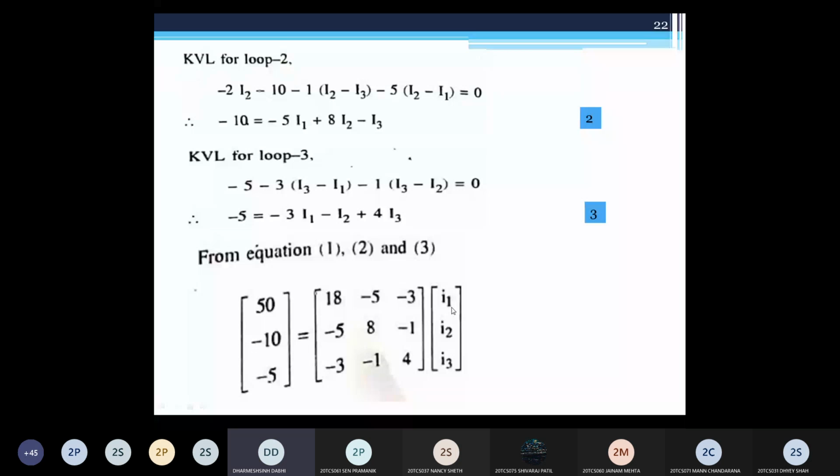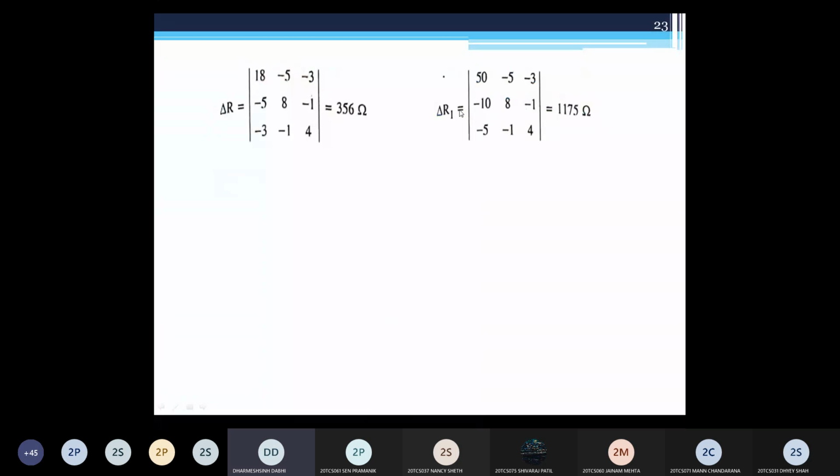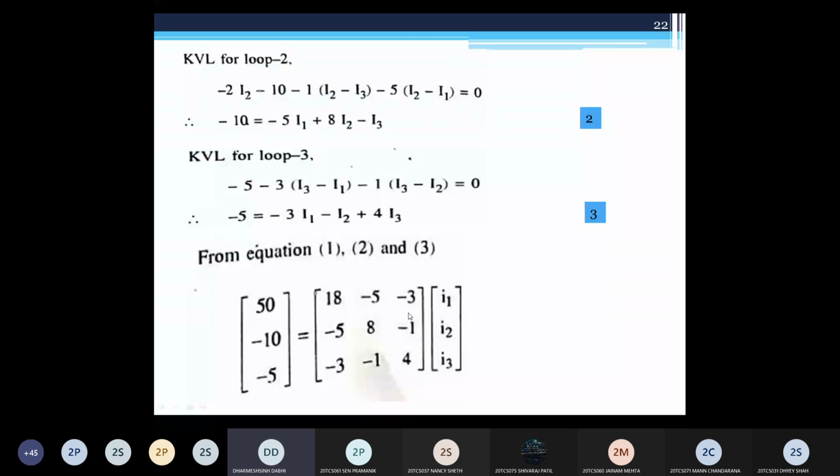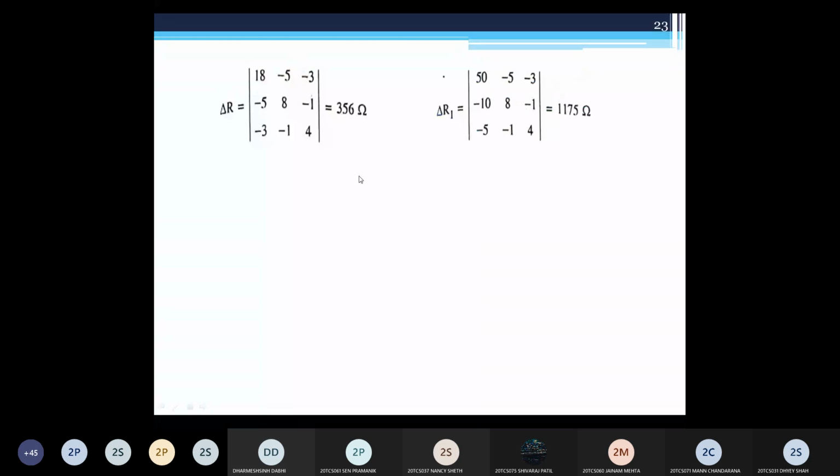So first we need to find out I1, I2, I3. When you find out I1, at that time replace the first column of this matrix by the voltage 50, minus 10 and minus 5. So you get the matrix. That is called delta R1. You can see that first column is replaced by voltage 50, minus 10, minus 5, and find out the determinant. So you get 1175 ohm. And delta R is nothing but the determinant of this resistance matrix, and that you get 356 ohm.